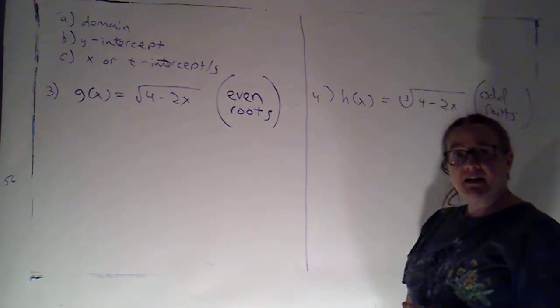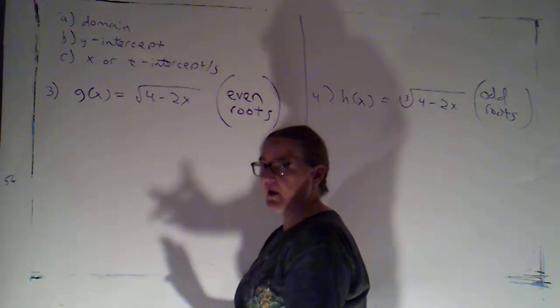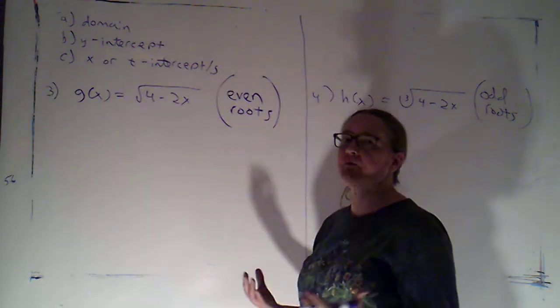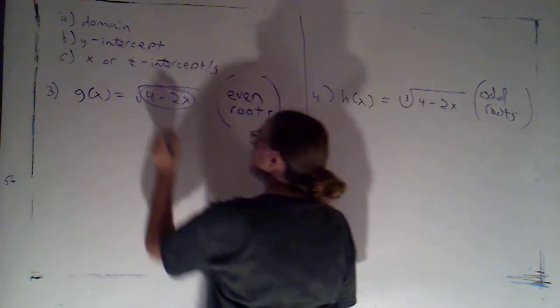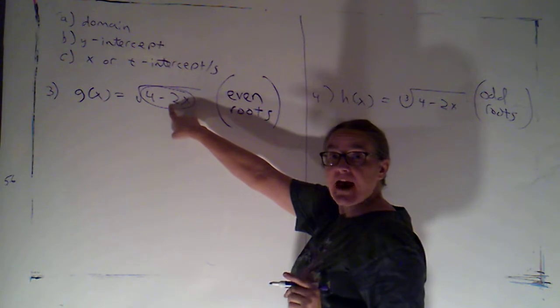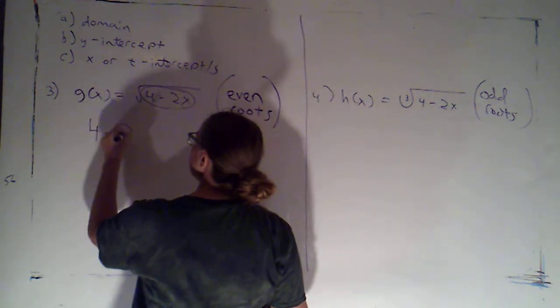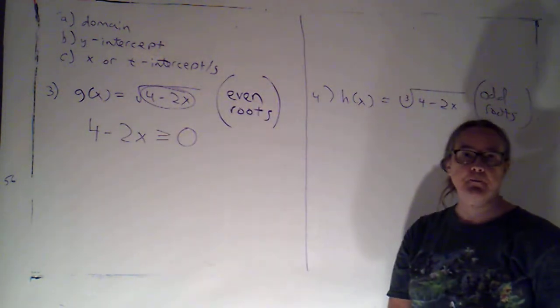So, in finding the domain, if I have an even root, like a square root, I can't, in the real number system, take an even root of a negative number. So there are going to be restrictions on my domain. Whatever's under that radical cannot be negative. And if it can't be negative, that means it has to be bigger than or equal to 0.